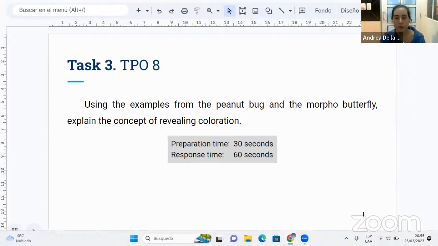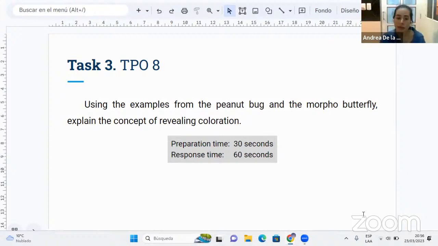How does the peanut bug use revealing coloration? To get a chance to get away from the predator. Yeah, exactly. Maybe a little bit more details. How do they do this? They have color light spots in their wings, and when they open their wings, they reflect.